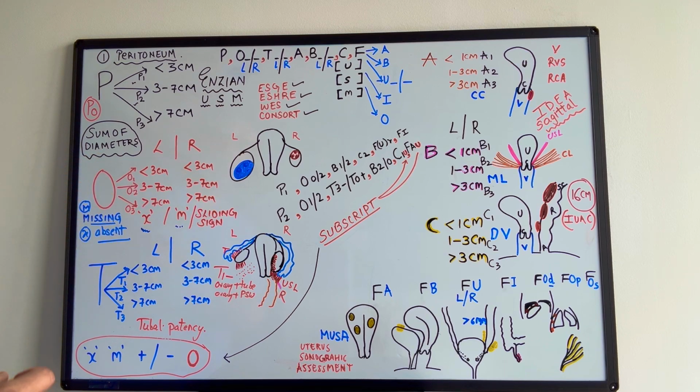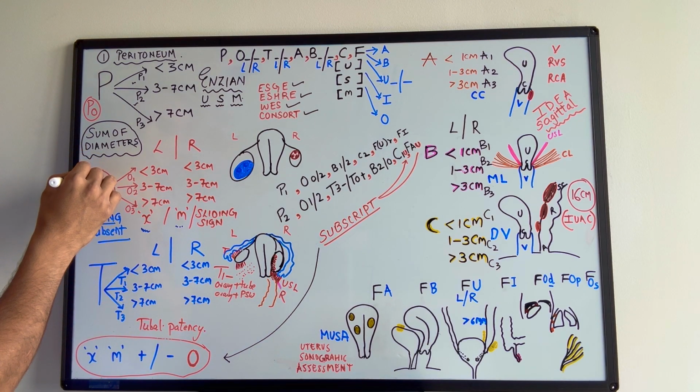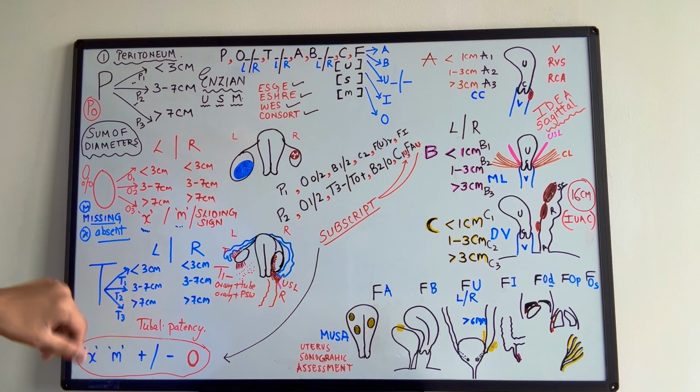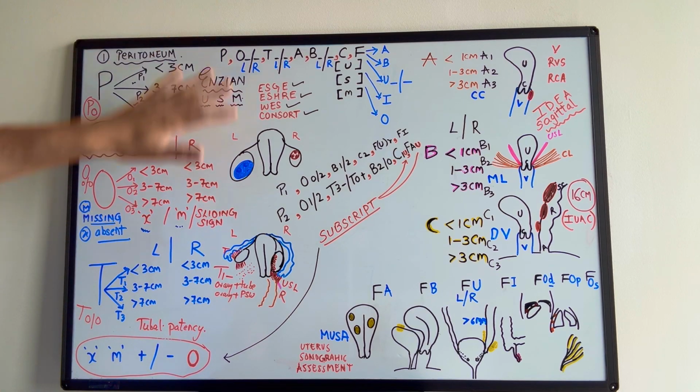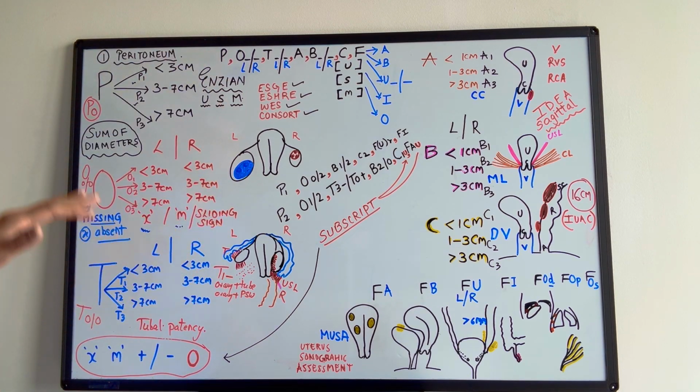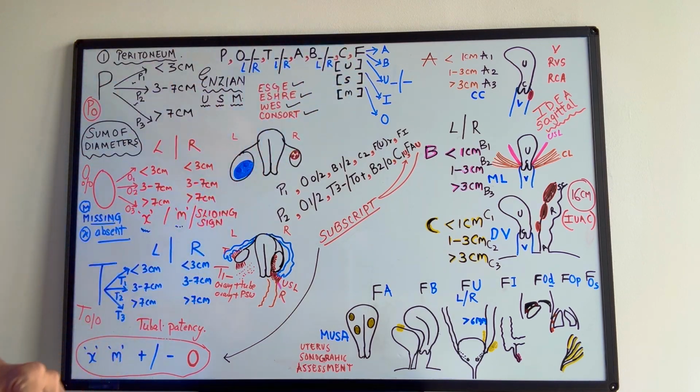If, let's say, in the ovary there wasn't any lesion, no endometrioma, it becomes O0/0. If there is no tubal lesion, then again it will become T0/0. So this is very easy to understand once we know what each and everything means. Now let's go to A, B, and C.